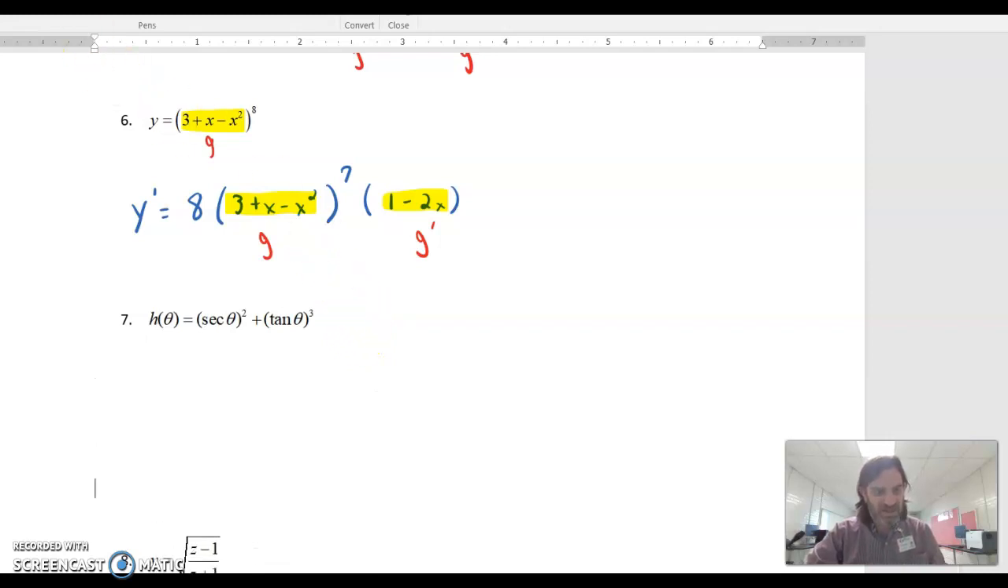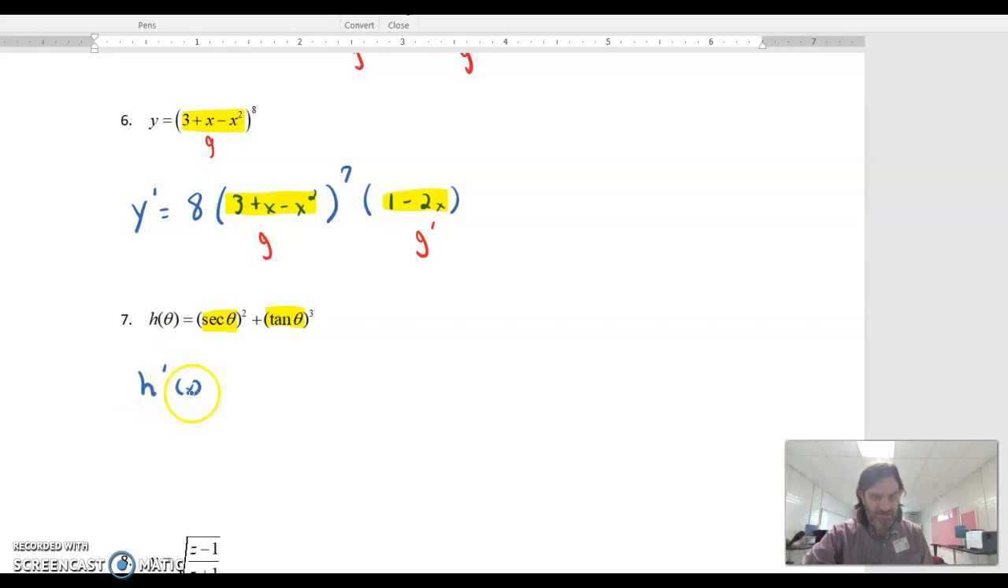So let's see what we've got. We've got h of theta equals secant theta squared. So that's secant times secant. The way that's written is pretty nice for the power rule. And then that's plus tangent of theta cubed. So once again, that is written nicely for the power rule as well. So even though we have trig functions here, we do have power rules because it's something squared, something cubed. So let's go ahead and do them in pieces.